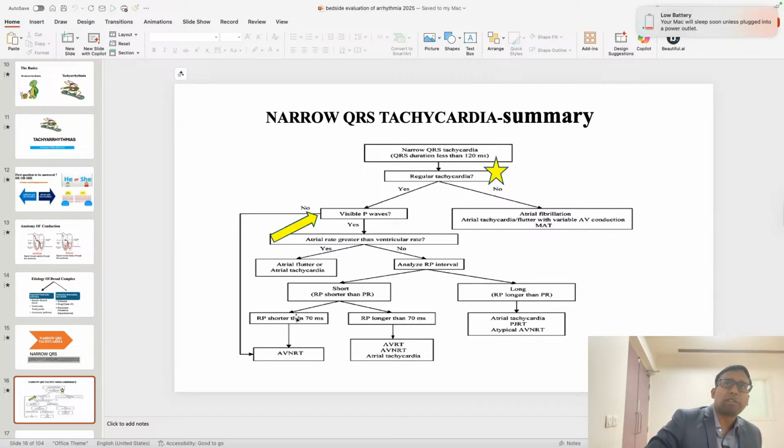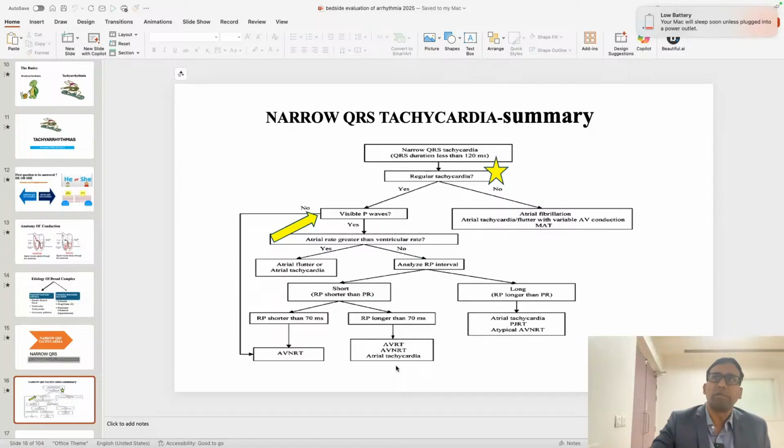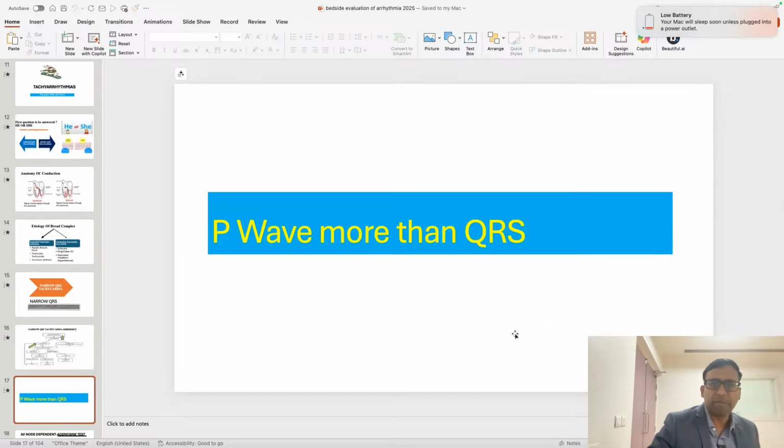So for long RP, short RP, if the RP is less than 70 and you are able to see it, you can stamp the diagnosis AVRT. If it is more than 70, we have three possibilities, and for that we have to put the patient in the EP, and there are some diagnostics there. But if you are using the long RP diagnosis, there are three important diagnoses. Number one, atrial tachycardia, meaning right atrial, left atrial, anywhere. Second is PJRT, paroxysmal junctional reentrant tachycardia, and third, atypical AVNRT. I don't want to confuse, but it is one of the variants of AVNRT.